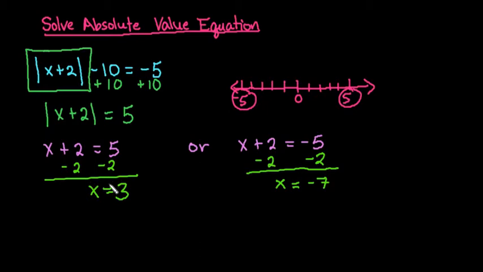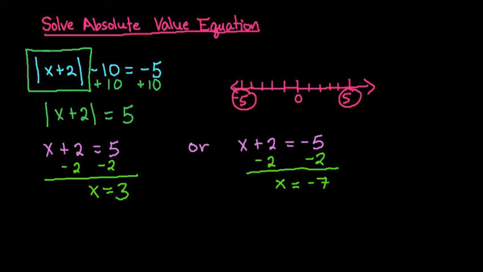The biggest mistake I see in absolute value equations is that a lot of students will solve for the first one, and then they'll just say that it's plus or minus 3. So make sure that you don't make that mistake, that you realize that whatever's inside has to equal 5, or whatever's inside has to equal the opposite of it.